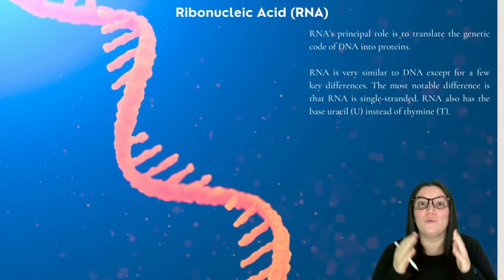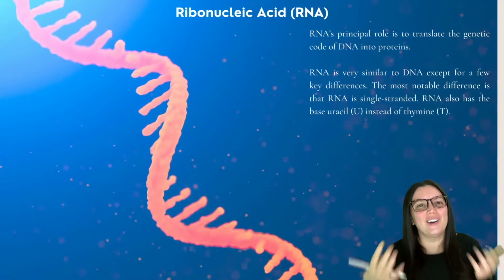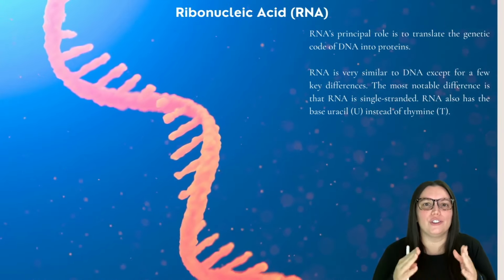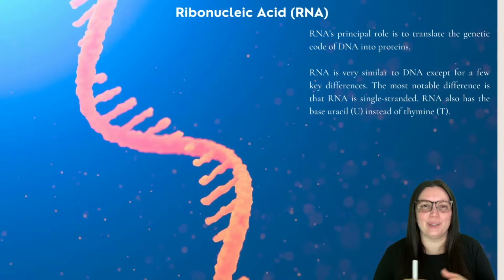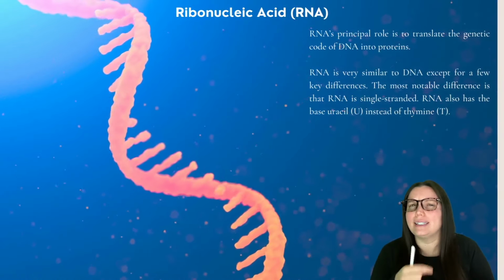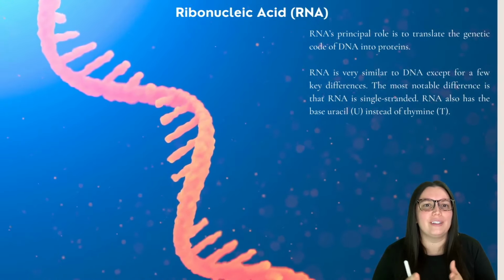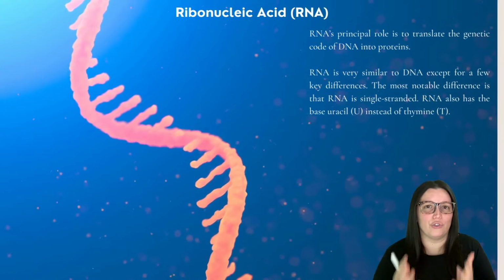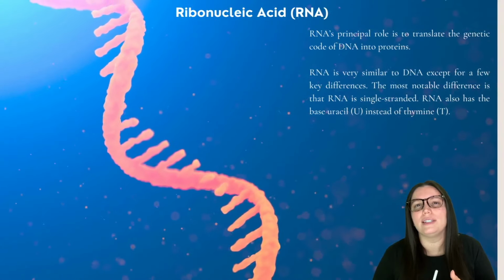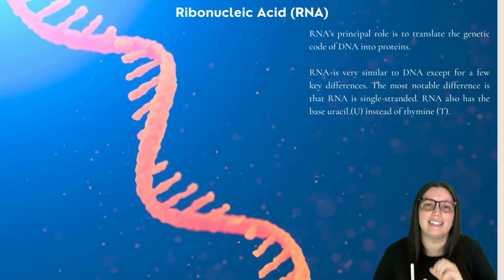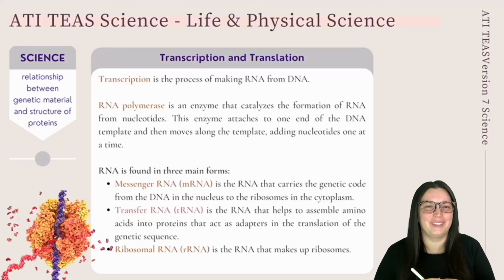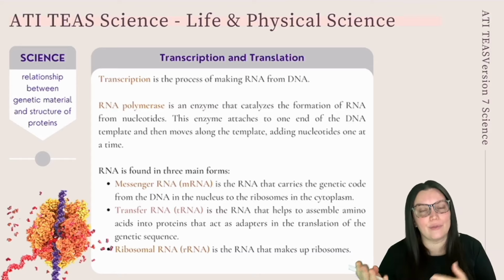Now let's take a closer look at ribonucleic acid, also known as RNA. RNA's principal role is to translate the genetic code of DNA into proteins. RNA is very similar to DNA, except for a few key differences. The most notable difference is the fact that RNA is a single strand. And RNA also uses the base U for uracil instead of T for thymine. So something really cool that DNA and RNA does is transcription and translation. So when it comes to transcription, this is the process of making RNA from DNA.